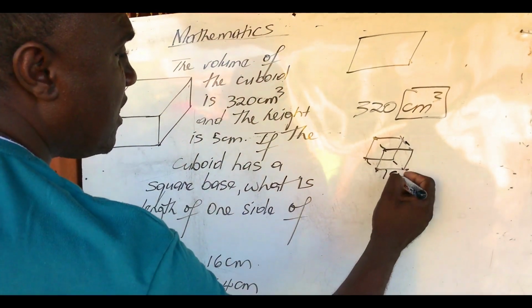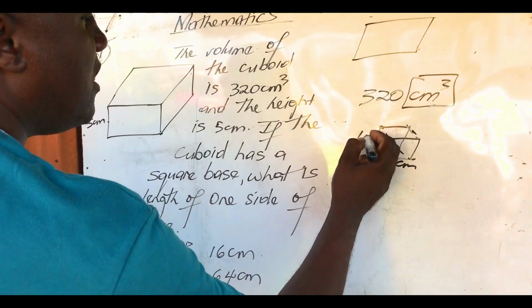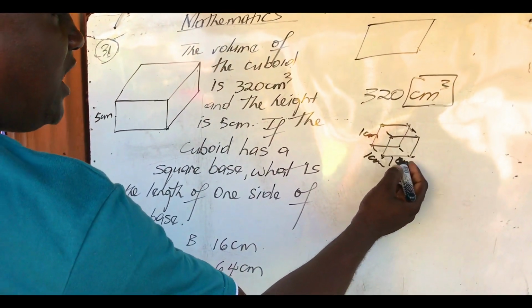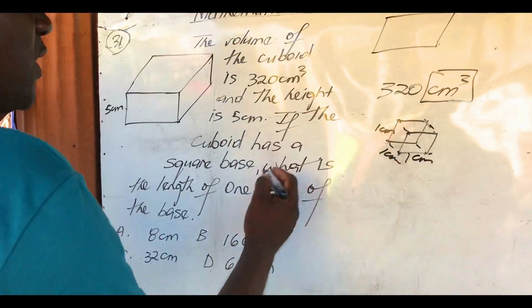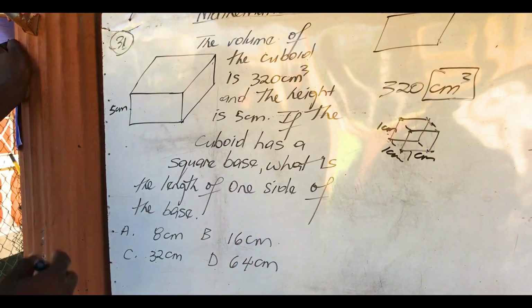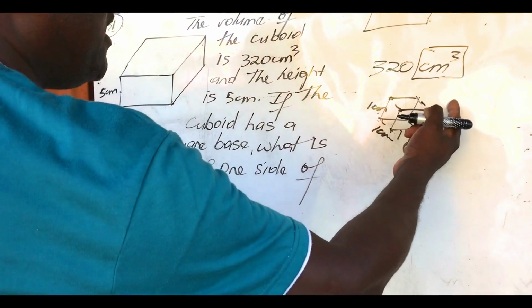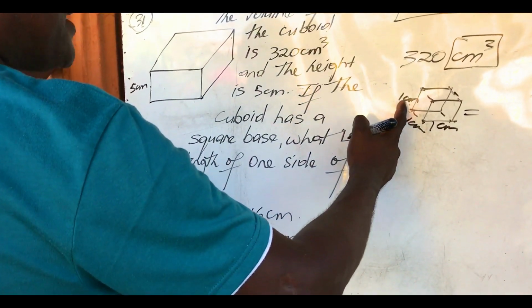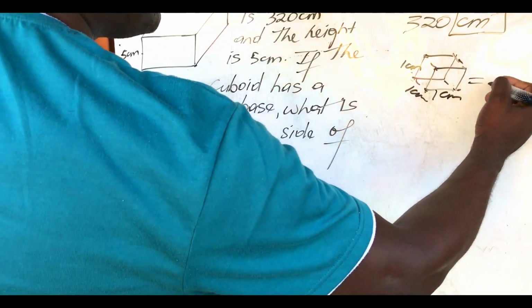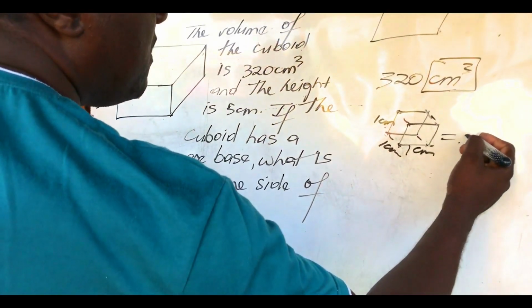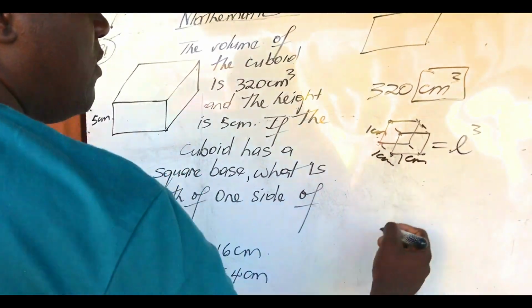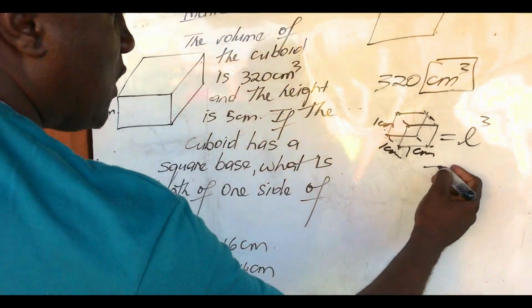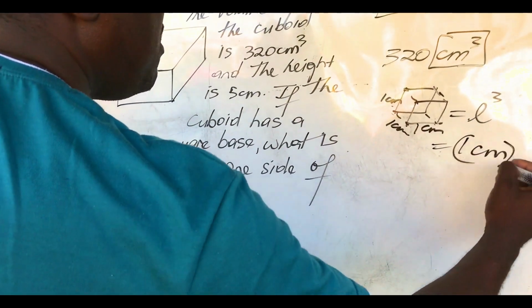So if this is 1 centimeter, this is 1 centimeter, that is 1 centimeter. So the length is 1 centimeter, the width is 1 centimeter, and the height is 1 centimeter. So what really happened is the volume of this is actually length times width times height, which actually gives us, since they are actually the same, the volume of a cube is actually L cubed. And so what we actually get is 1 cubic centimeter.